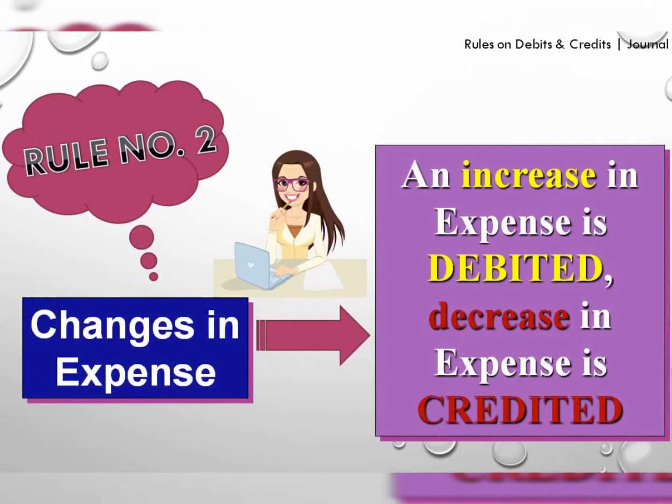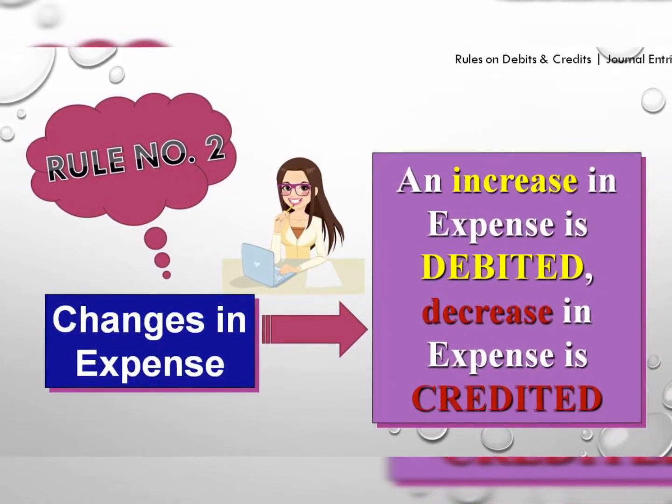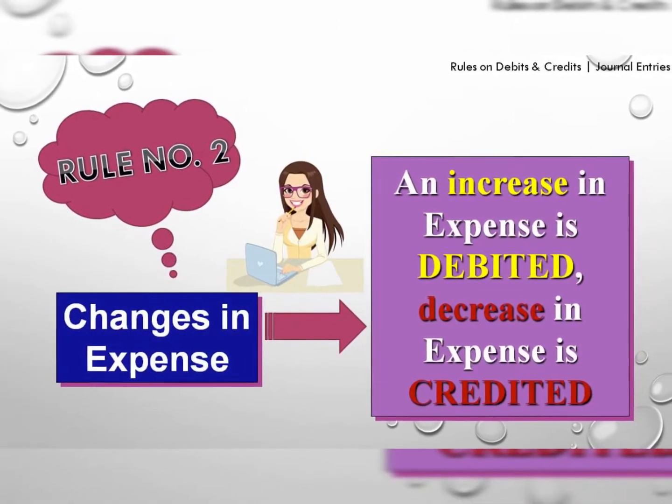Rule number 2. Changes in expense. An increase in expense is debited. Decrease in expense is credited.